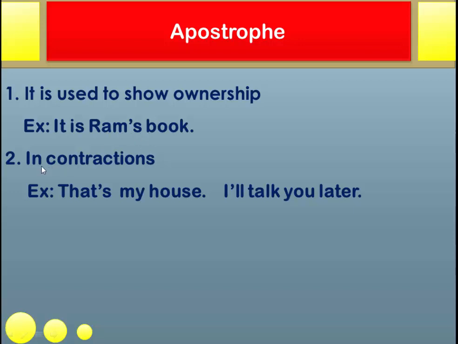Now in contraction. Contraction means when we join two words by removing some letters and make a shorter one. So for example, this is "that's", that is. So that and is, two words have been shortened here. They have been condensed or contracted, and this apostrophe is used. That's my house. Okay. So this is, that is my house. It has been contracted. I will talk to you later. So, I'll talk to you later. So here we have used apostrophe.